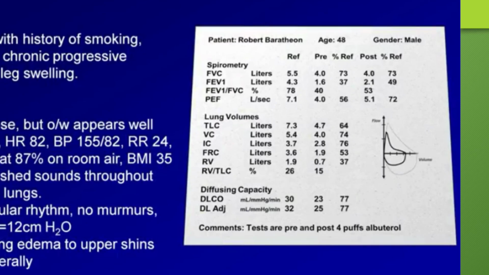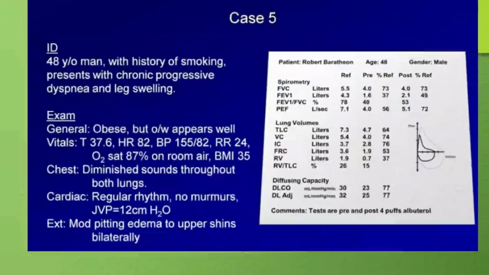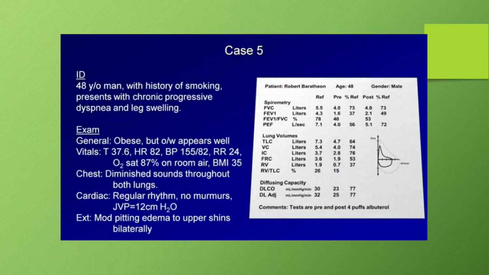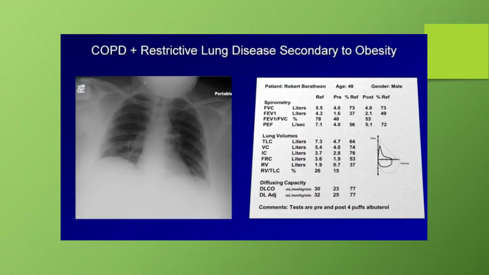So this is a mixed case of lung disease, both obstructive and restrictive, and the DLCO is almost 77% of the predicted value. It is a case where there is a smoking history, and also a case of heart failure. So both obstructive and restrictive lung disease is there. So this is case number 5: COPD plus restrictive lung disease secondary to obesity, we can see here.